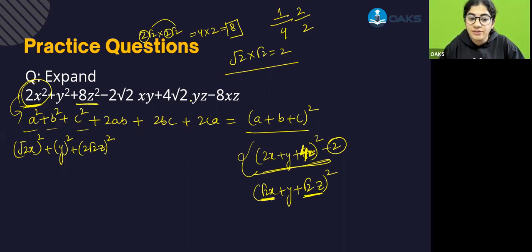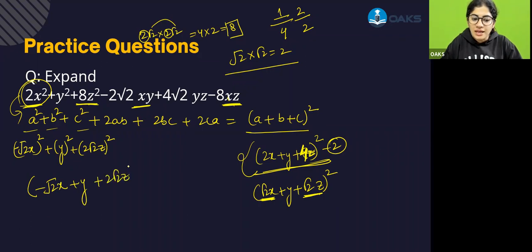Who is creating the negative sign? So negative sign is in front of xy and xz. What is common here? X is common. Everybody observe. In xy and xz, x is both. X is here in the both terms. So x is creating the negative sign. Okay? So I get minus root 2x. So what is the correct answer? Minus root 2x plus y plus 2 root 2z whole square. This is the correct answer.